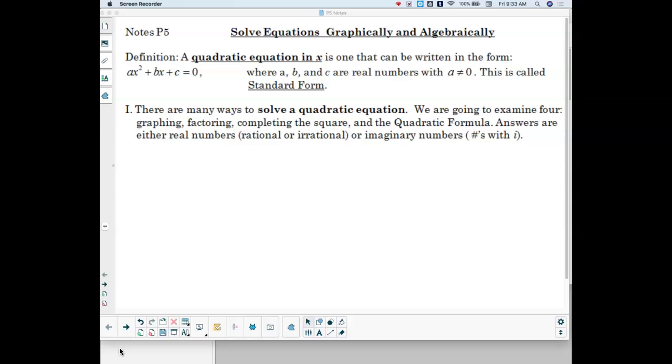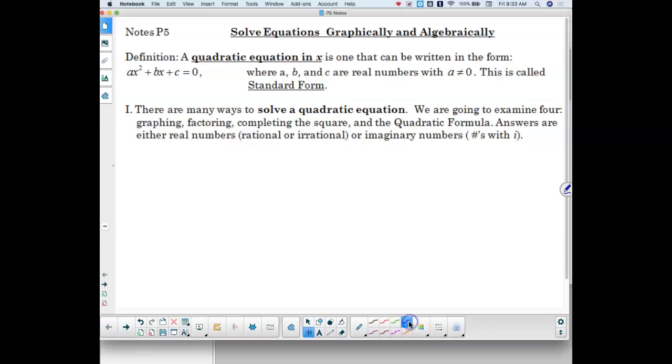So a quadratic equation in x is one that can be written in the form ax squared plus bx plus c. The major part of that quadratic equation is the exponent right there. That has to be a 2. Your biggest exponent in a quadratic equation is 2, and you have to have an exponent of 2 in order for it to be a quadratic equation.